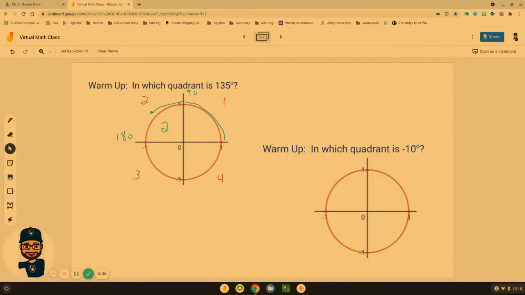Next one. In which quadrant is negative 10 degrees? Well, negative 10, again, we always start from 0, right? We always start from over here, 1, 0. Negative 10 is going to go this way. Negative 10 degrees, meaning it is in quadrant 4. We get quadrant number 4.